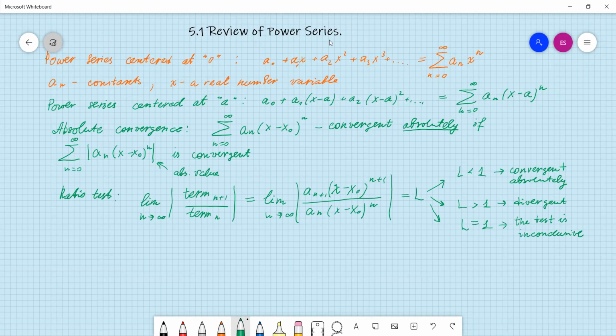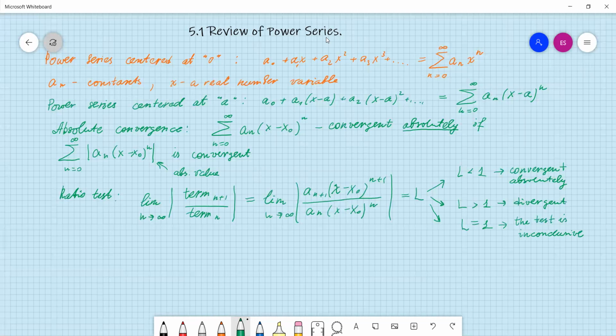Okay, so 3 possibilities. Of course, we are interested in limit less than 1 when it converges absolutely. Why? Because we have a very nice theorem that if the series is convergent absolutely, it is convergent. So absolute convergence is a very strong type of convergence. If the series is convergent absolutely, it's going to be convergent by itself too.